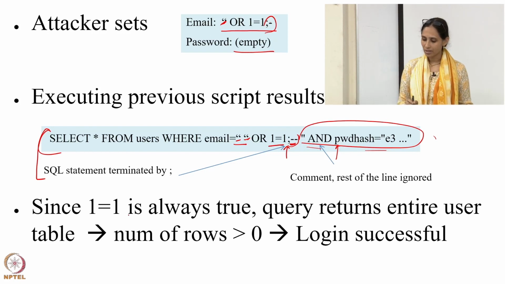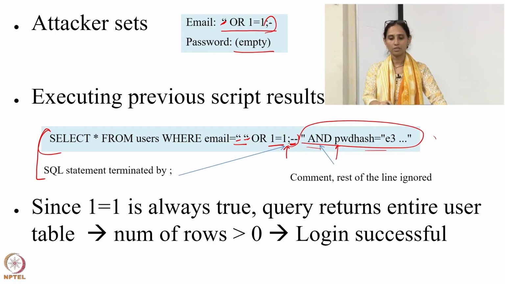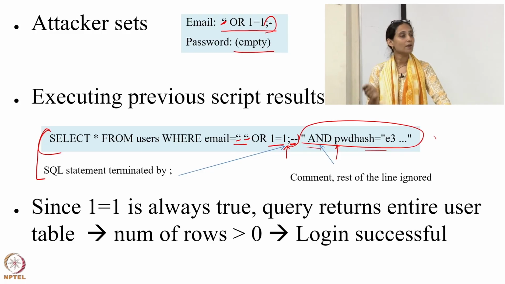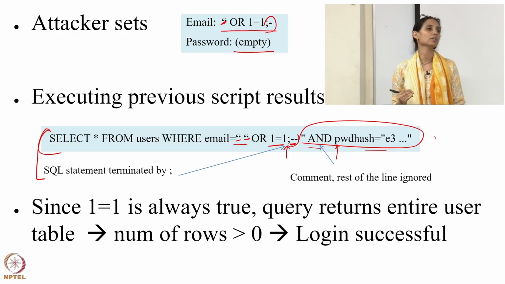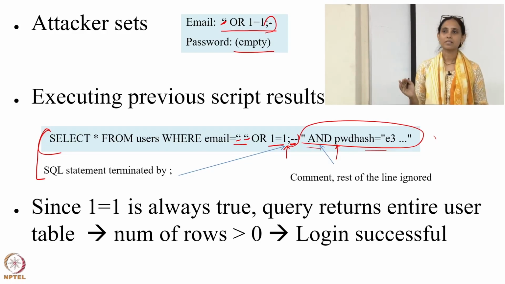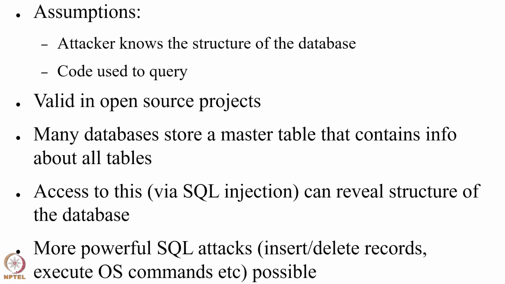Basically since 1 is always true, the query returns the entire user table, because that is how SQL is. If you give it where email is whatever or 1, this is a true statement, it will return the entire table. Because it returns the entire table, the number of rows will be greater than 0, and because the number of rows is greater than 0, you will say login successful. So you are basically able to log in without having access to the password. This is another example, and again this I have covered. For this PHP script you will need to know it, but it is possible to know that in open source projects.